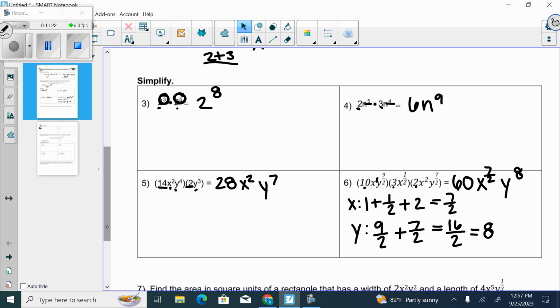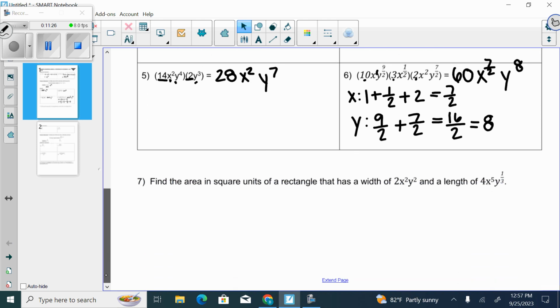Yeah, that's the end of the problem. All right. We got another one right here at the bottom. It says find the area in square units of a rectangle that has this width and this length. Okay, so we said to find the perimeter of something, we added up all the sides. Can anybody tell me how you find the area of a rectangle? Length times width. Very good. So area equals length times width.